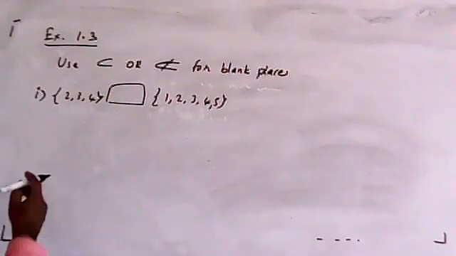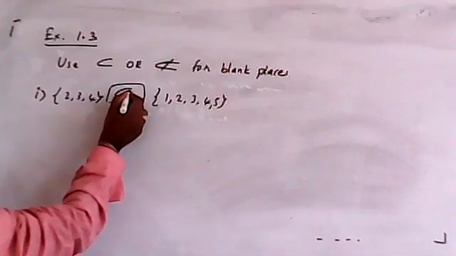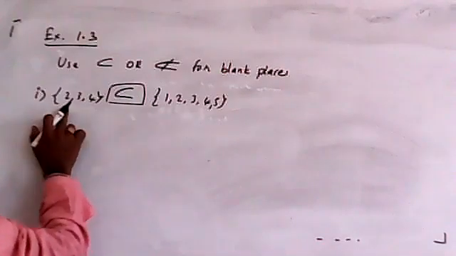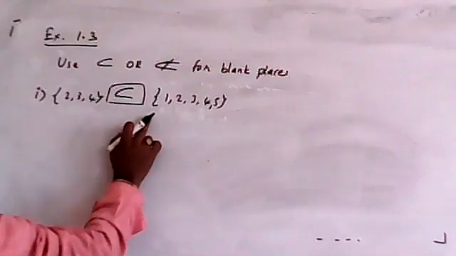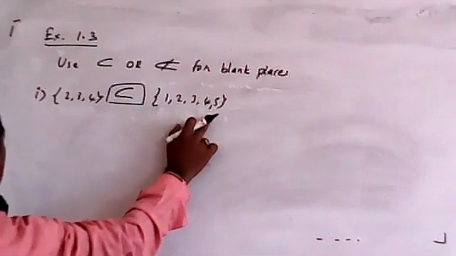So I will use what? The subset symbol. That is, the set 2, 3, 4 is a subset of the set having 1, 2, 3, 4, 5 elements.